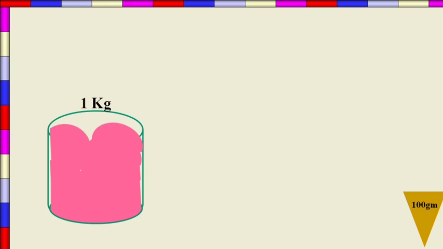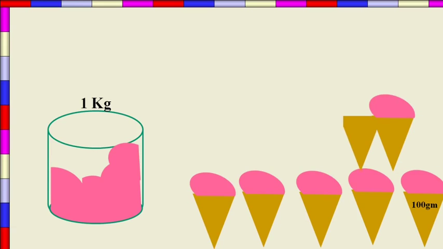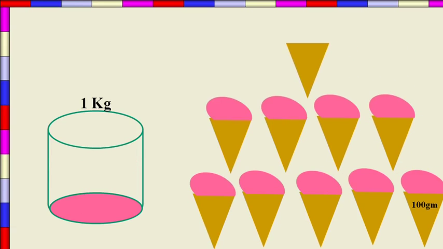So look at this. My first ice cream is filled up. My second ice cream is filled up. Third ice cream is filled up. Fourth, fifth, sixth. So total 10 ice creams were filled up completely, and our container is empty. 1 kg ice cream was there in our container. Capacity of one cone is actually 100 grams.